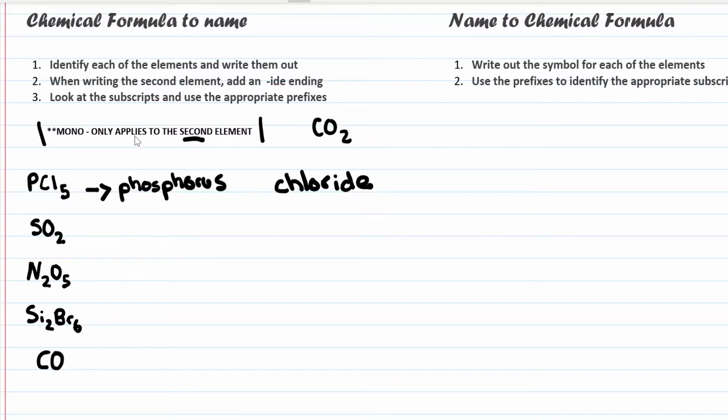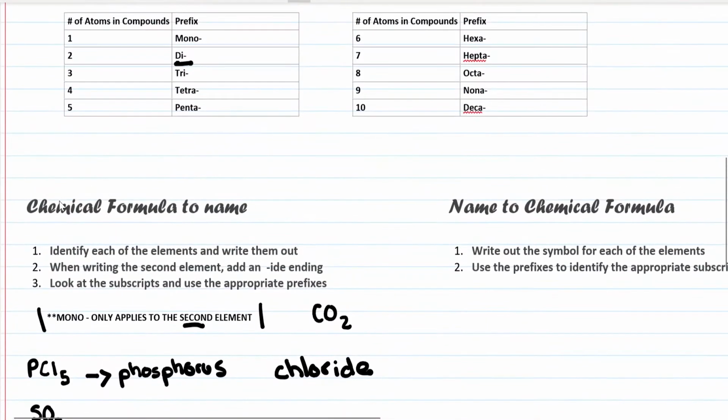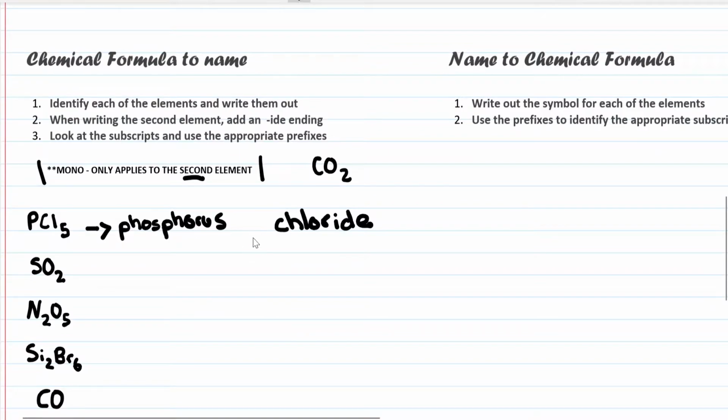All right. Now, let's look at the subscripts and use the appropriate prefixes. There's only one of phosphorus, and as we mentioned with this really important rule over here, you don't need to add a mono. It's just phosphorus. And there's 5 chlorine atoms. If we look at our table up here, 5 is associated with the prefix penta. So if we add that prefix, it's not going to be the same line, but just assume that it is, penta, and then you can just finish it off with chloride. So the overall name of this compound is phosphorus pentachloride.